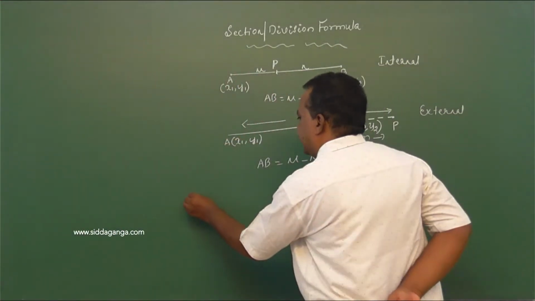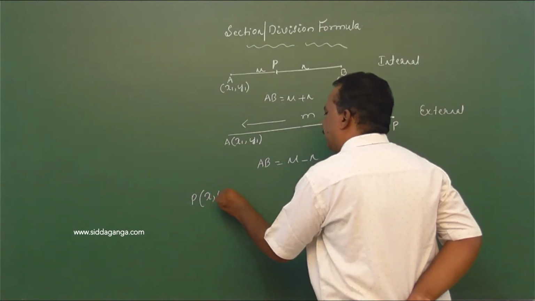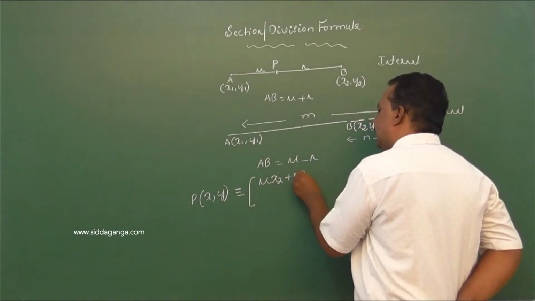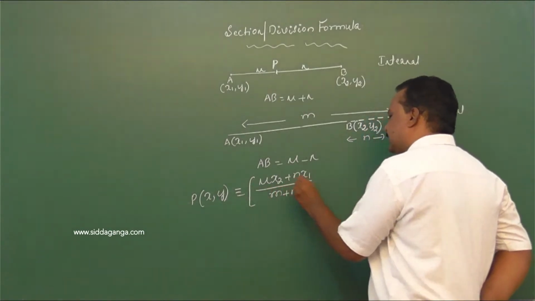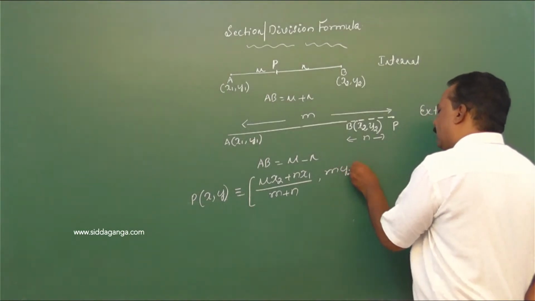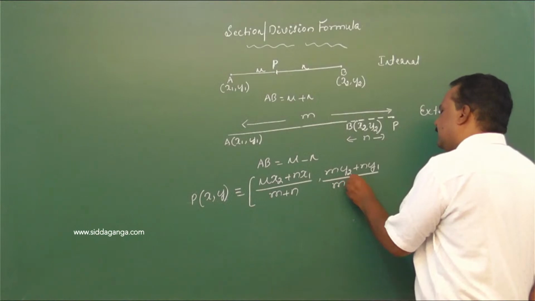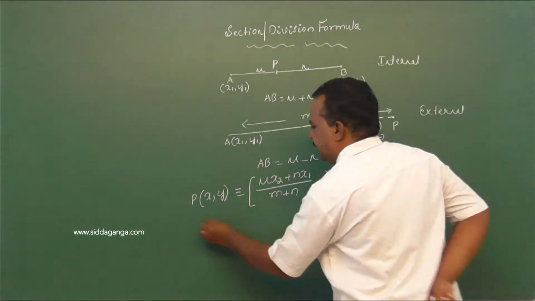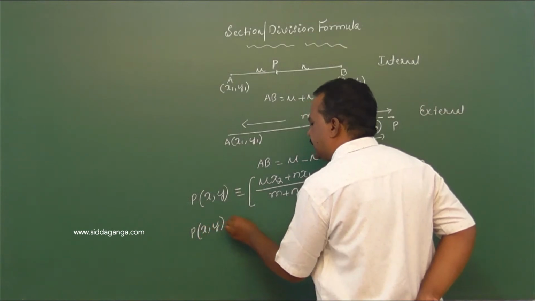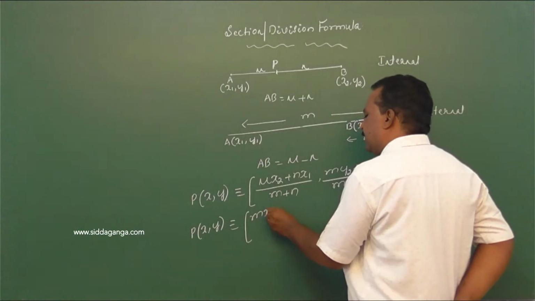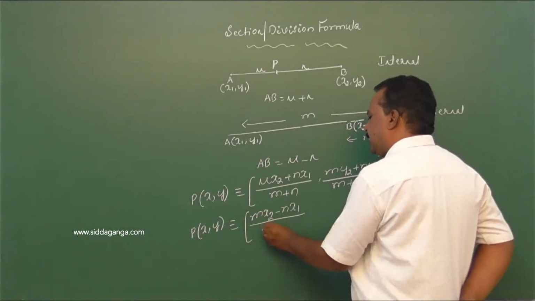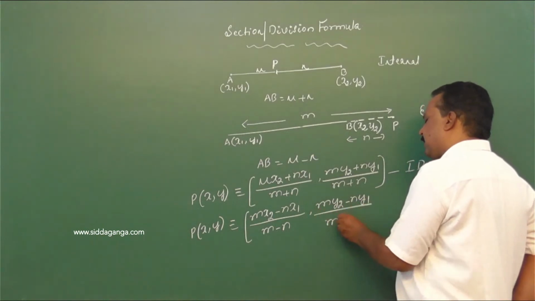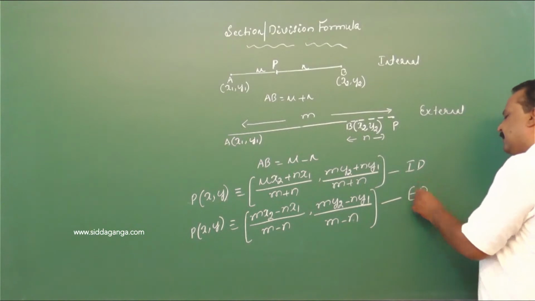The section formula for internal division is P of x, y, which is equal to mx2 plus nx1 divided by m plus n, and the y coordinate is my2 plus ny1 divided by m plus n. Similarly, the section formula for external division is, just change the sign: mx2 minus nx1 divided by m minus n, my2 minus ny1 divided by m minus n.